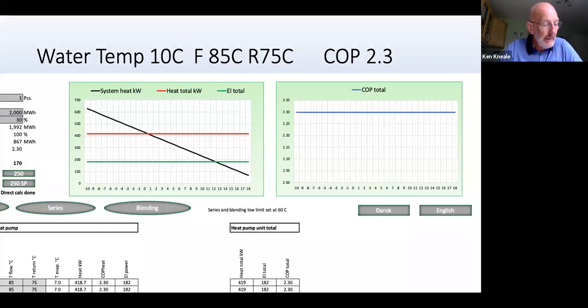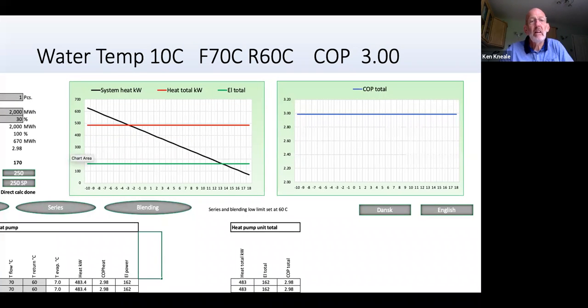The graph on the right, the blue line, shows a consistent COP of 2.3. I will show you later on, just for reference, a graph from an air source heat pump that shows the difference in COP at different air temperatures.